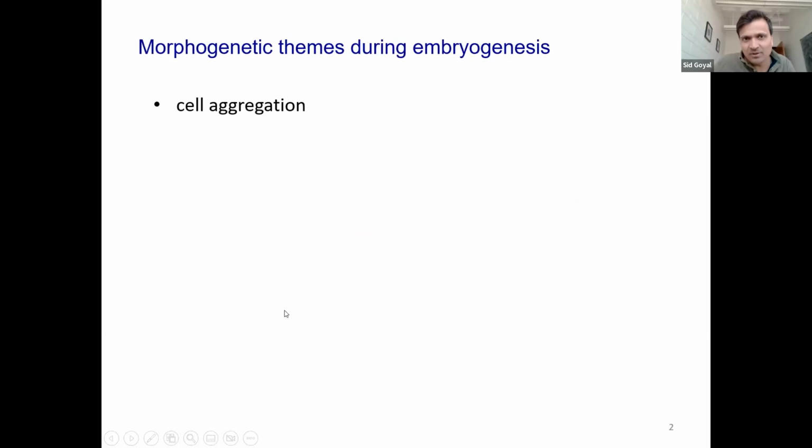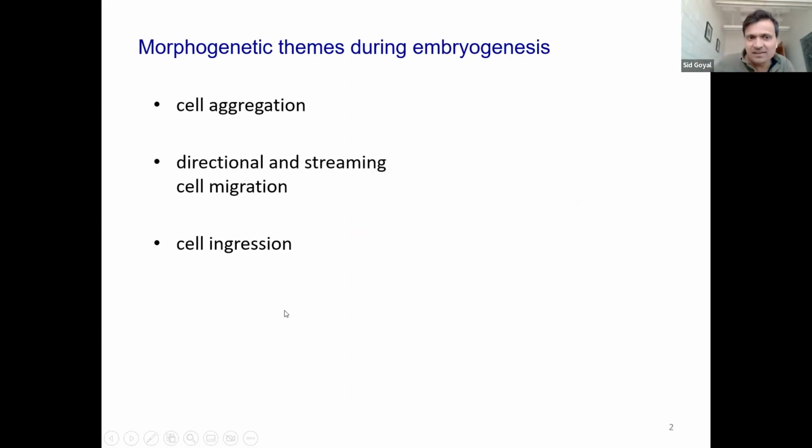So the idea was, we have these various morphogenetic themes which seem to be happening again and again across embryogenesis. Cell aggregation is a classic one. Streaming and migration is a big one. Cell ingression, which I'm going to talk a little bit more about, is another mechanism that is reused many times. And of course, branching morphogenesis, as was also mentioned, is an important one, where lungs and kidneys both do similar things. And it's happening even earlier in embryogenesis.